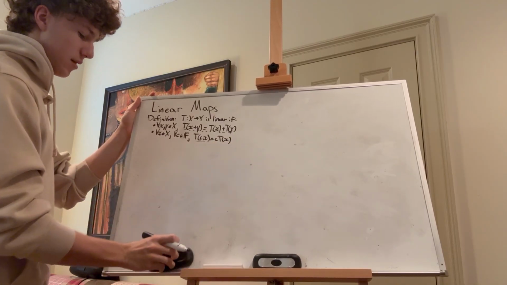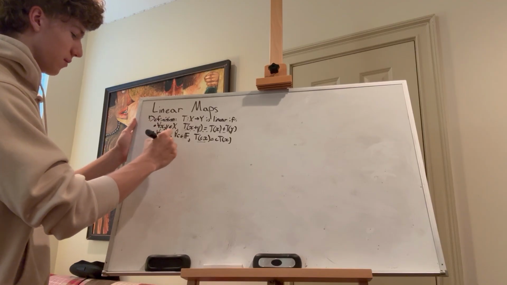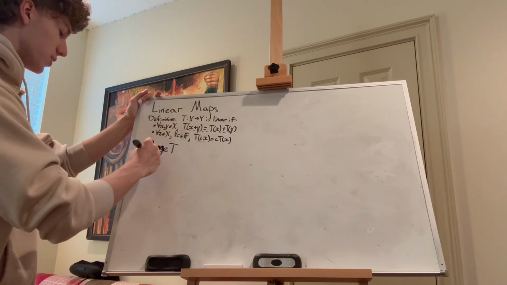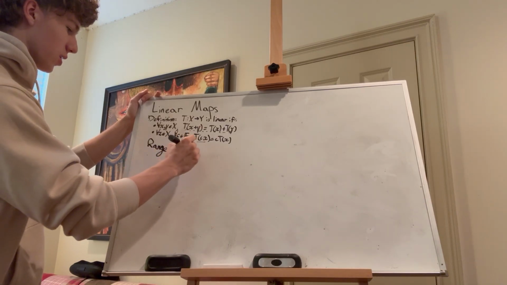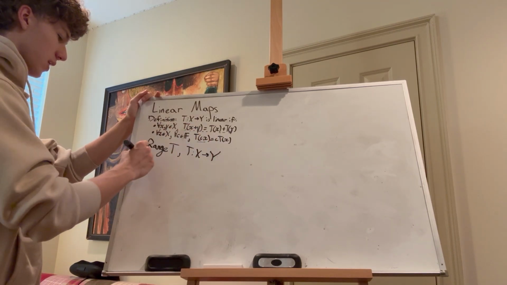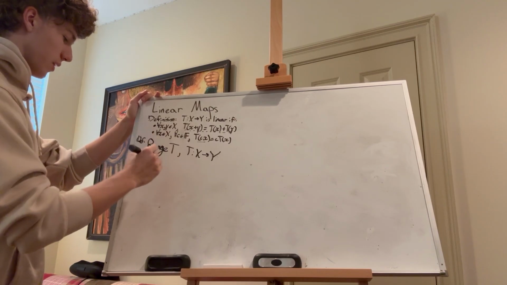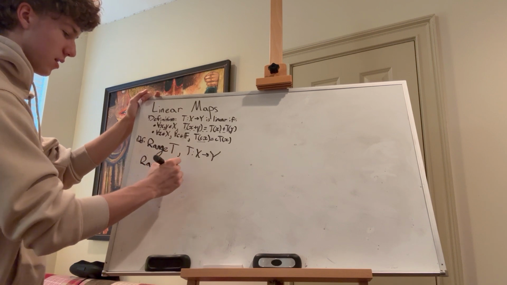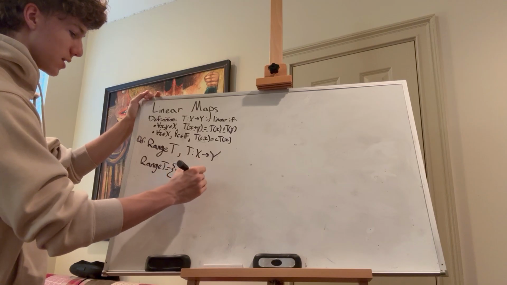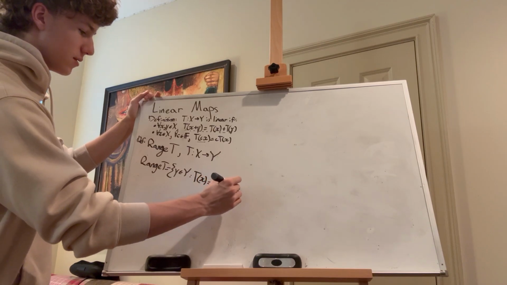So what we mean by range, just to put it formally: what is the range of some linear map T? Well, let's say T is going from the domain X to the codomain Y. Then, by definition, the range of T is equal to the set of all y in Y such that T of x equals y for some x in the domain.